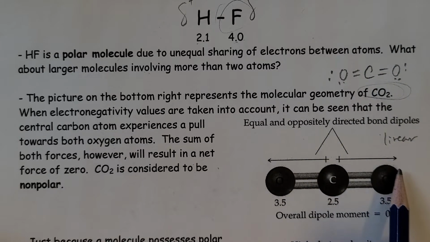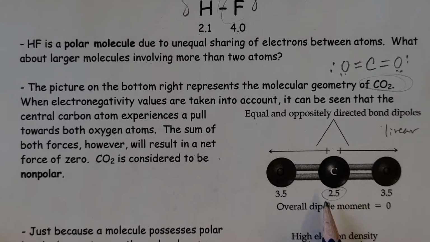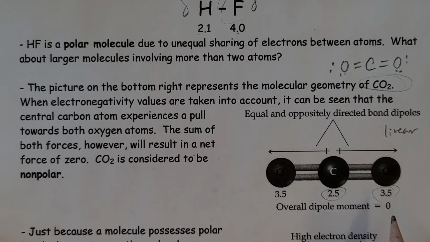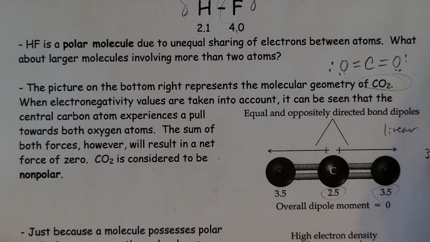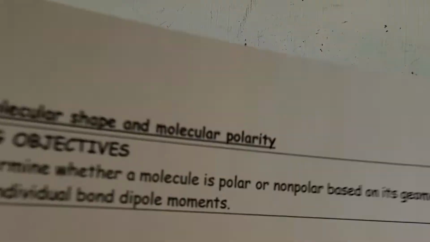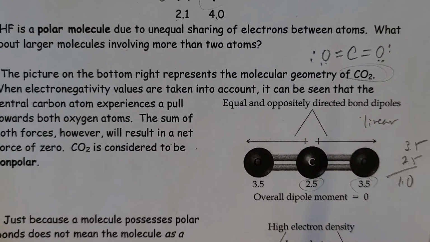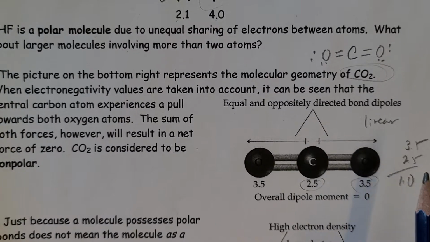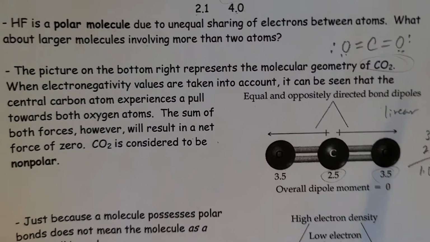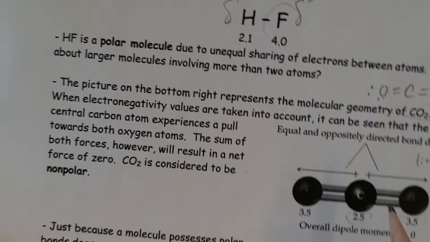We experience a pull in this direction because the electronegativity of carbon is 2.5 and the electronegativity of oxygen is 3.5. So that gives us a difference of 1. And that difference of 1, if you recall in your electronegativity table, means that it is a covalent bond. It's not big enough to be ionic. It's a covalent bond with unequal sharing, so we have a negative area there.